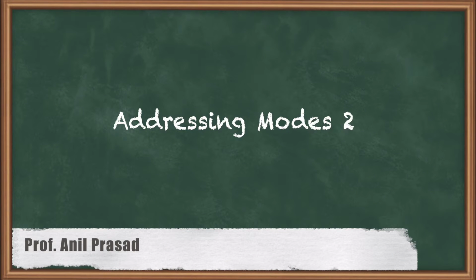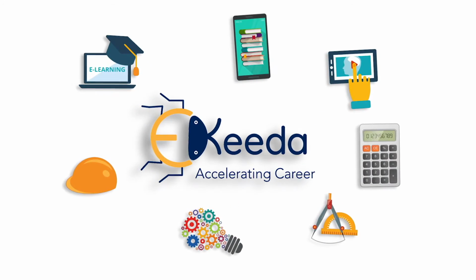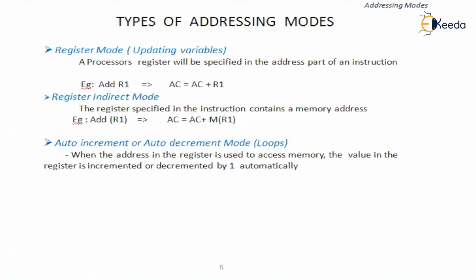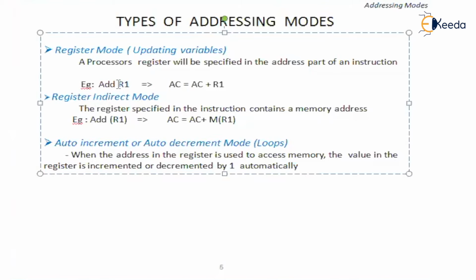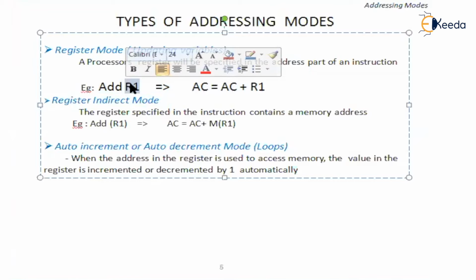In this session, we will understand about register addressing. Sometimes in the instruction, we will be provided with a processor's register, for example, add R1. Here, we are not provided with any address. Rather, we are provided with R1. What is it? R1 is a processor's register, right? It is not a memory address.